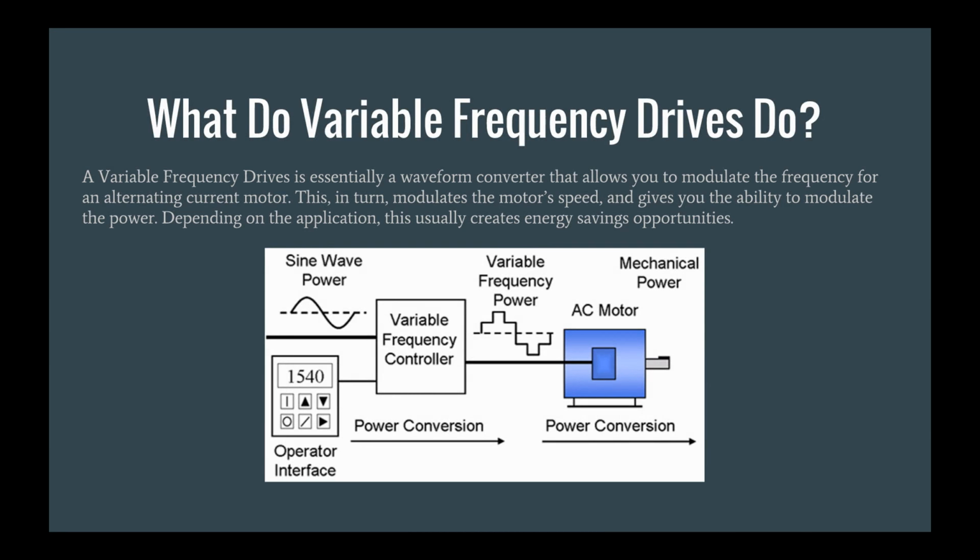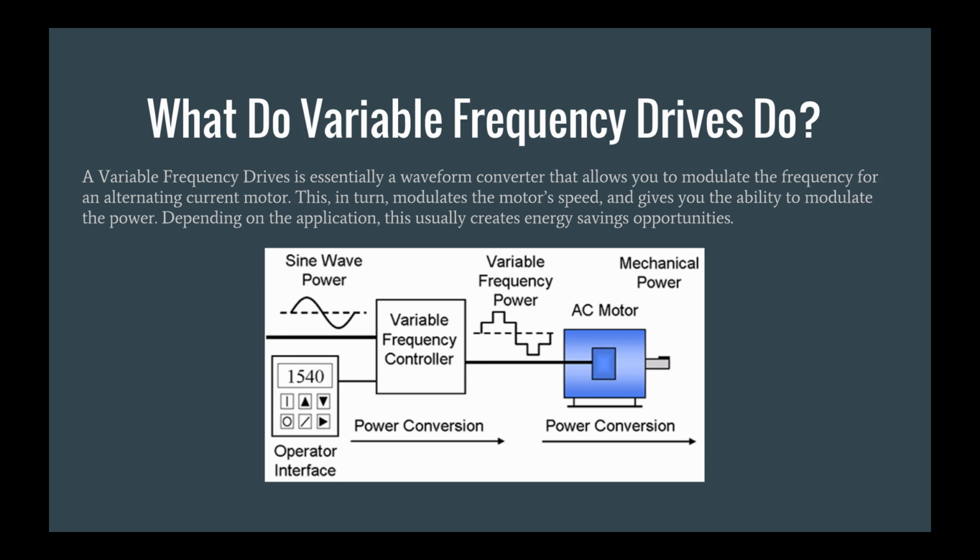So, what do variable frequency drives do? A variable frequency drive is essentially a waveform converter that allows you to modulate the frequency for an alternating current motor. This in turn also gives you the ability to modulate the motor's speed. And the faster a motor is spinning, the more power it's consuming; the slower it's spinning, the less.